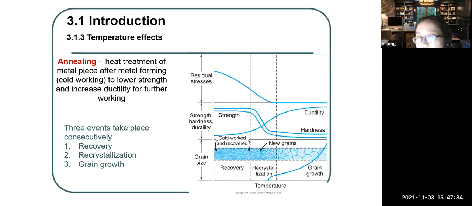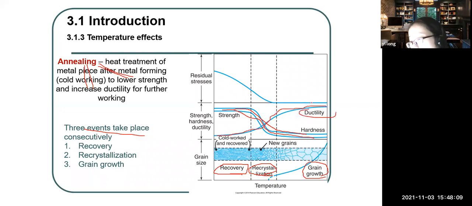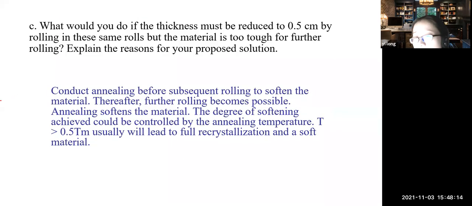Okay, so we said annealing. Heat treatment of a metal piece after cold work. The purpose of annealing is to lower the strength and increase the ductility. We said you have 3 stages, 3 events that take place, starting with recovery, recrystallization and grain growth. You can see again, with higher temperature you get reduced strength and reduced hardness, but your ductility is increased. So that is annealing.